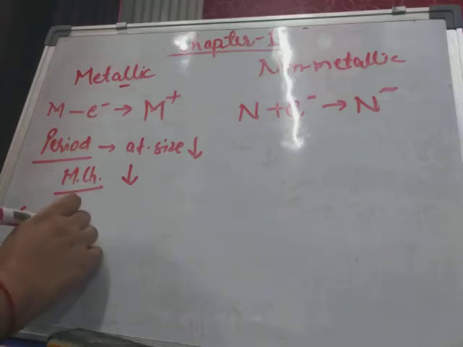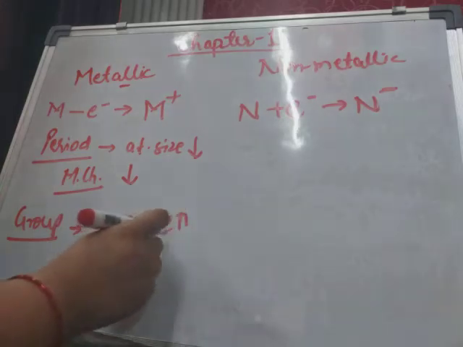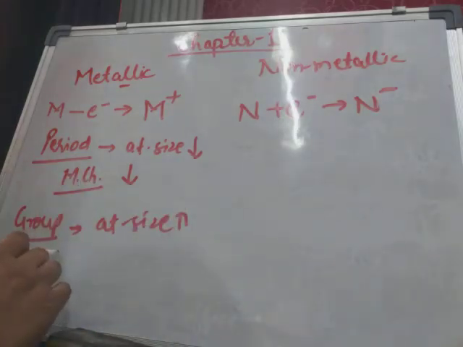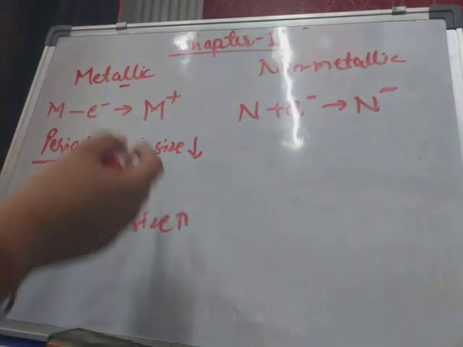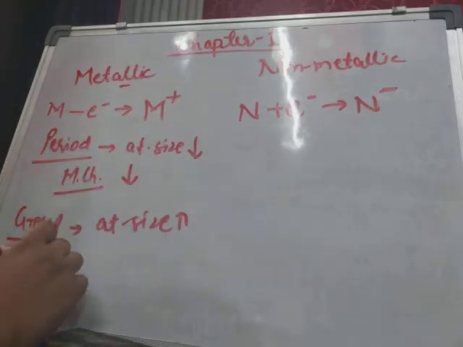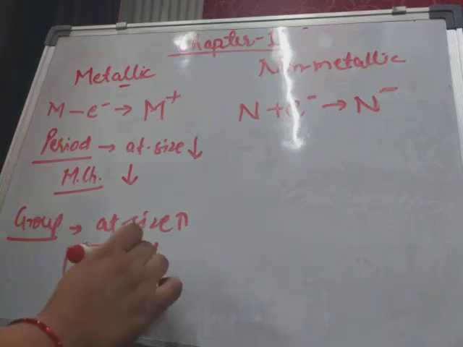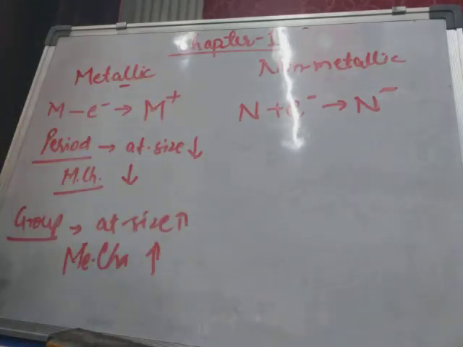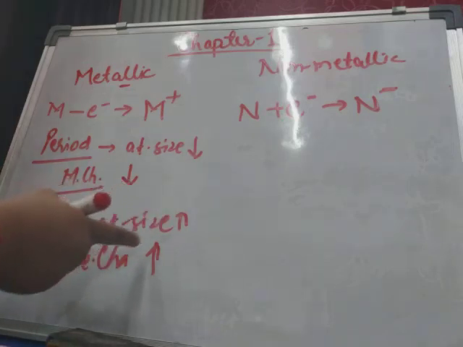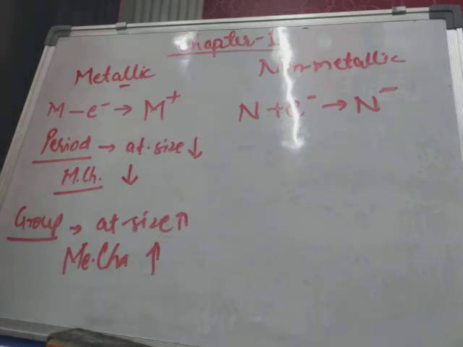Okay, if you are talking about a group, in a group atomic size is increasing. If atomic size is increasing, it means that removal of electron will become easier, and if removal of electron is easier, it means metallic character increases down the group. As we move from top to bottom in a group, atomic size increases and thus metallic character also increases.